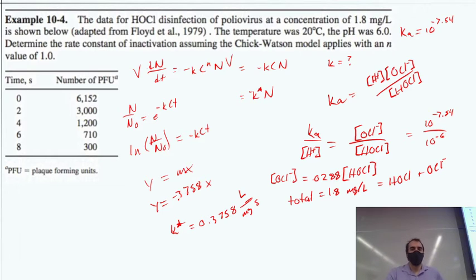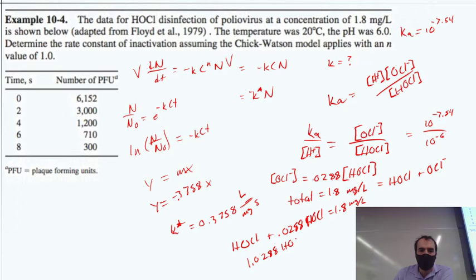So we could just go ahead and say HOCl plus 0.0288 HOCl is equal to 1.8 milligrams per liter. So what our HOCl will end up being is slightly less than the 1.8 when we solve for it. That leaves us with 1.0288 HOCl equals 1.8 milligrams per liter.